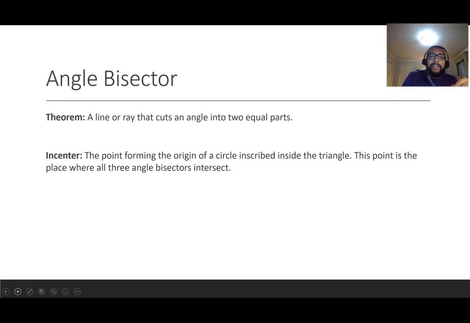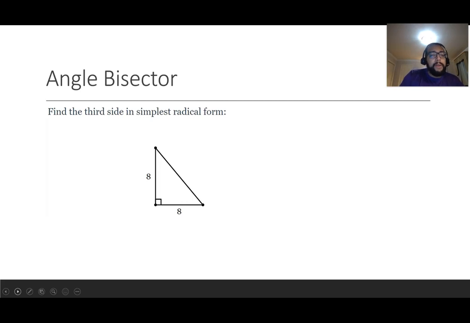Now, we used our compass and drew a circle on the inside of our triangle, but it's just a point forming the origin of a circle inscribed inside the triangle. That's too wordy. Basically, it's the biggest circle we can make inside a triangle. Now, there were different ways we solved this, but we had to first remember how to use the Pythagorean theorem.